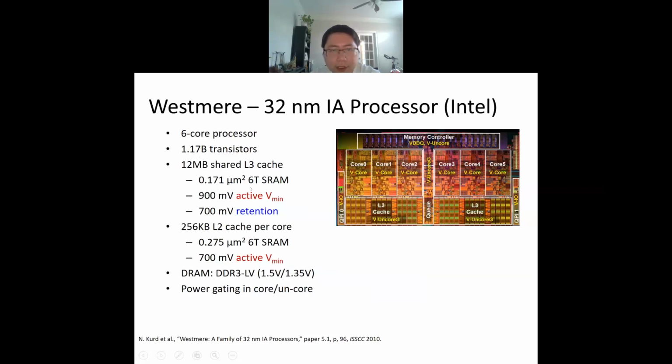Each cell is based on a 6-transistor SRAM, and it occupies 0.171 micrometer square for each SRAM cell. And it has 900 millivolts active VDD. This is the power supply for read or write operation, but it lowers the supply voltage to 700 millivolts for data retention if you are not doing anything. So this is the basic information about this L3 cache.